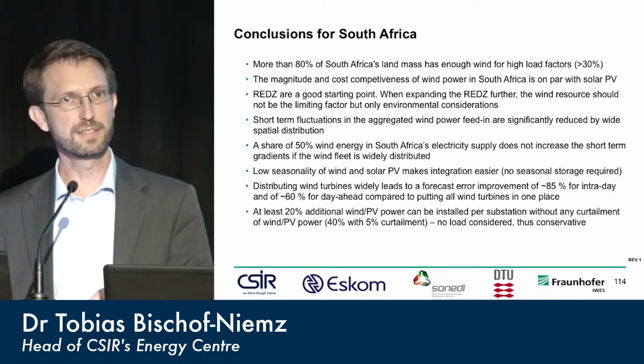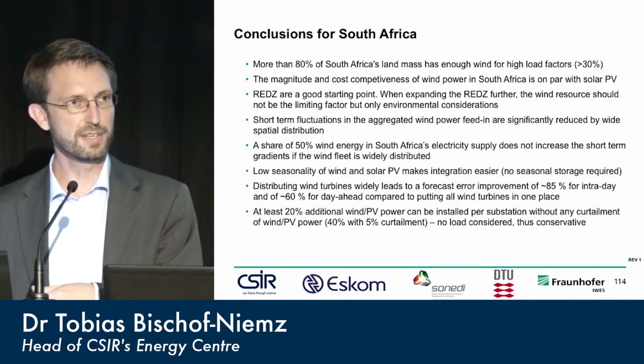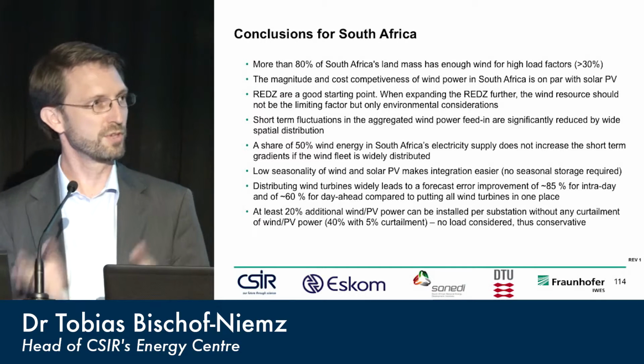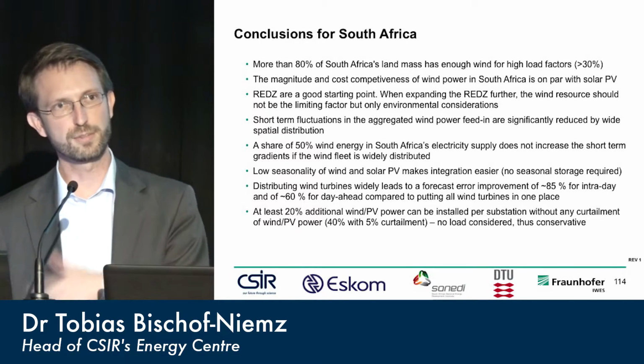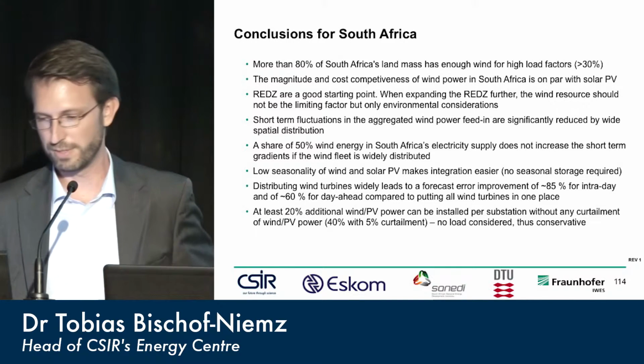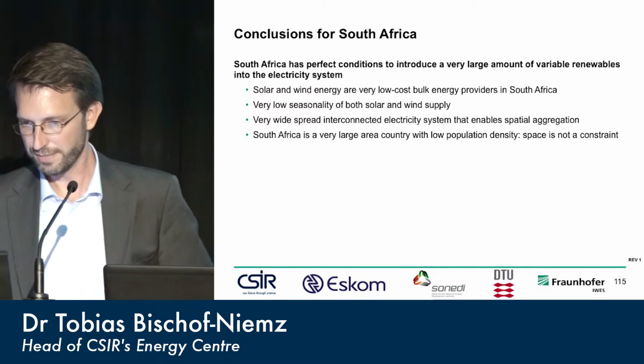Now that analysis is a starting point for subsequent further studies, because of course at the end of the day it's all a cost-benefit analysis. Does it make sense to curtail the wind and PV energy, or does it make sense to upgrade the substation, or does it make sense to go somewhere else for the additional wind and PV power plant?